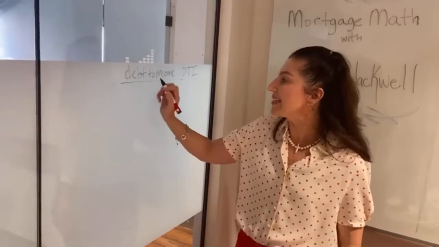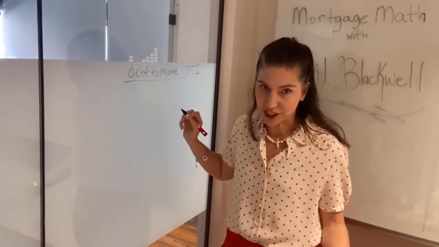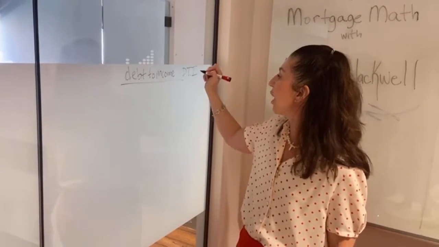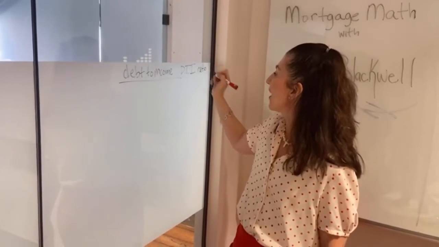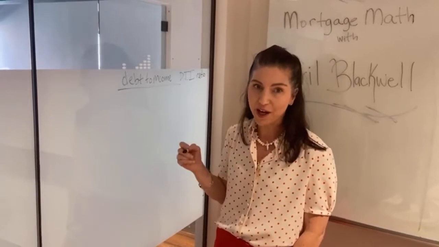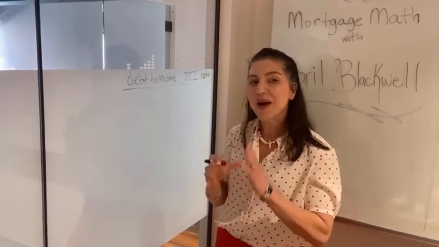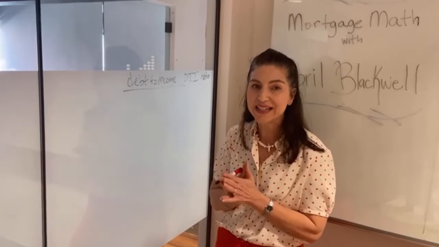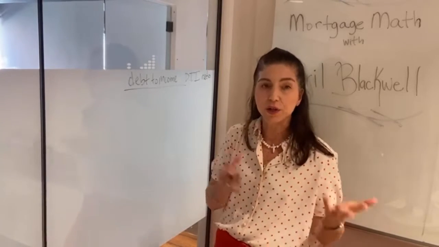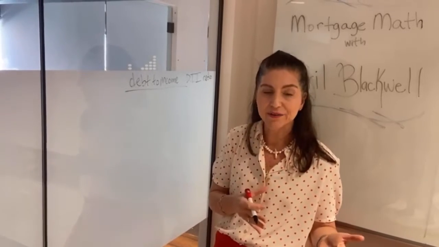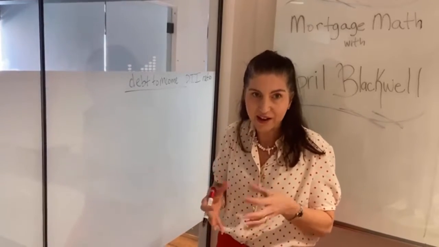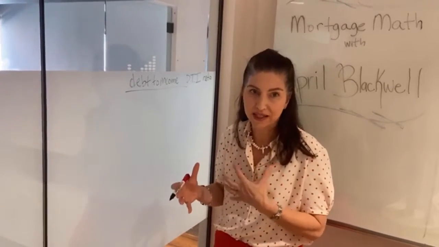Today's topic is debt to income ratio. It is also known as DTI, debt to income, and the term is ratio, which is a percentage of your income that goes towards debts. So how we're going to calculate your debt to income ratio will be based on the current debts that you have plus the mortgage debt that you want to have divided by your gross monthly income.